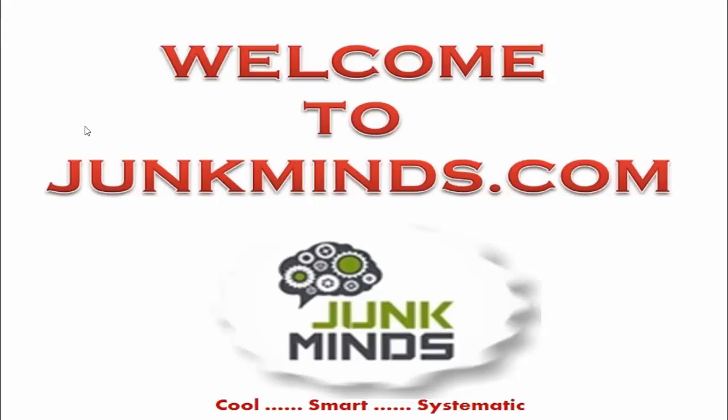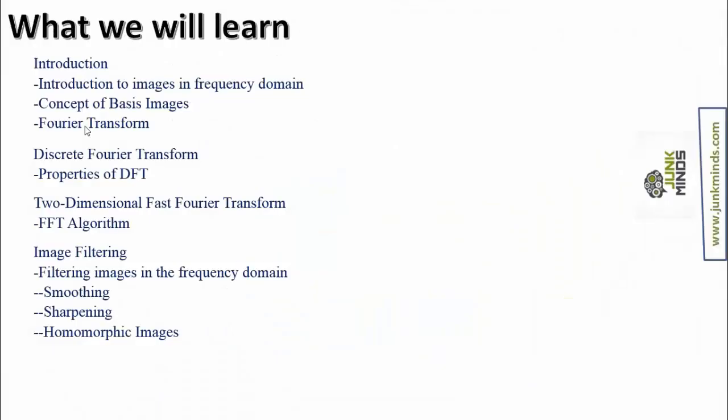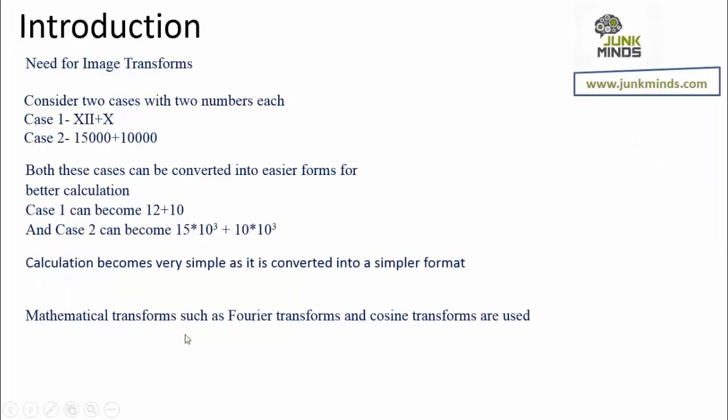and welcome to the fourth chapter of image processing, which is two-dimensional discrete Fourier transform. So now this is what we are going to learn today in this chapter, which is introduction to images in the frequency domain, discrete Fourier transform, two-dimensional fast Fourier transform, image filtering, smoothing, sharpening, and homomorphic images. So now let's start with introduction.